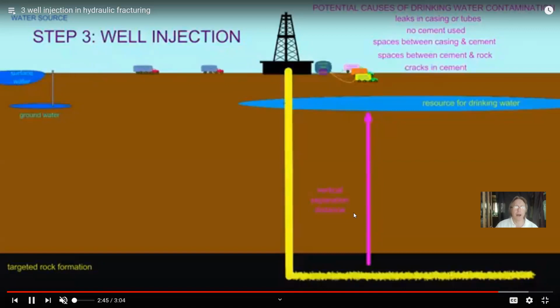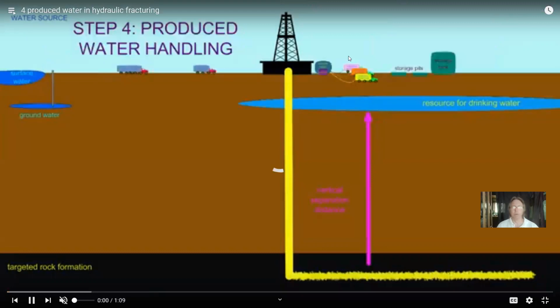And then also, going up there, you might say in an ideal scenario there would be no risk to drinking water, but leaks in casing or tubes could change that. And there have been cases with leaks in casing and tubes. Some companies, perhaps in earlier days or in states where regulations are lax, don't use cement around the tubes, or there are spaces between the casing and the cement, or cracks in the cement, depending on the quality, etc. So you could say, ideally, water from here should not contaminate the drinking water there, but it can. There are a number of scenarios, going into greater detail in the video and in the report, that could result in that.